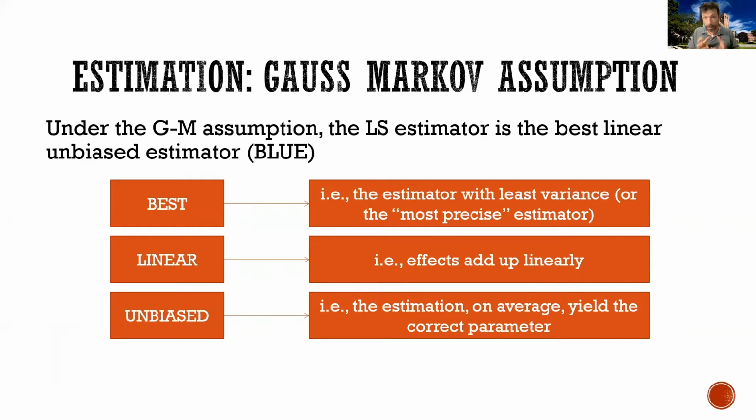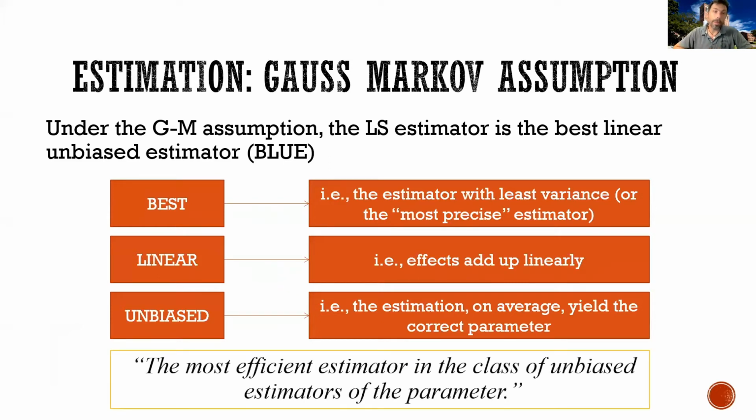Okay, so if you put these all together, then you have the real definition of a BLUE estimator, which is the most efficient estimator in the class of unbiased estimators of the parameter. In other words, there might be more efficient estimators than the BLUE, so estimators that are even more precise than the BLUE. But if such an estimator exists, it has to be biased. In the class of unbiased estimators, this one here is the most efficient.